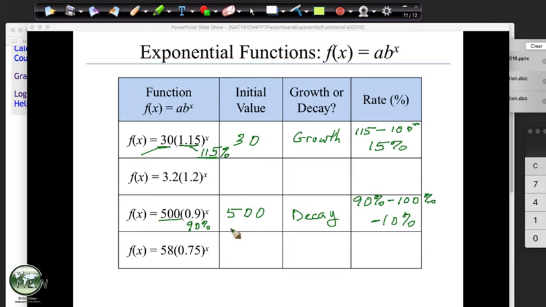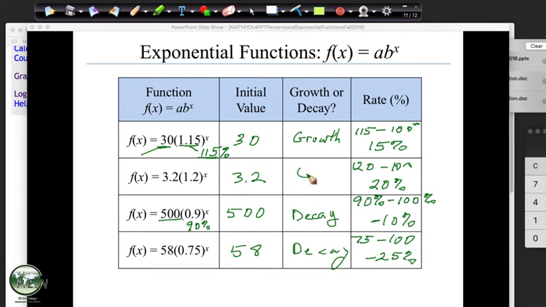It's kind of backwards, but in this one we can see we've got 75% minus the 100. We're decreasing by 25%. So that's definitely decay as well. 58 there. And then we can see up here, right? That's 1.2. Hopefully after doing this enough, you see that's 120%. Subtract off the 100, that's a 20% increase, growth. And we start with 3.2, we've got growth.